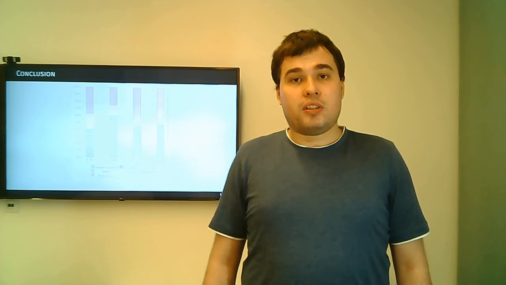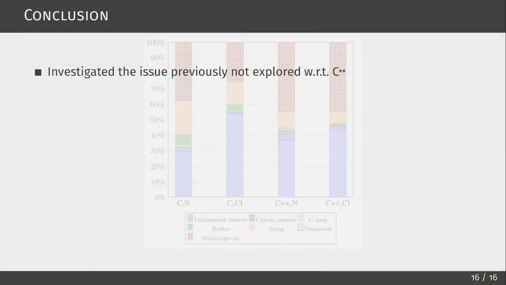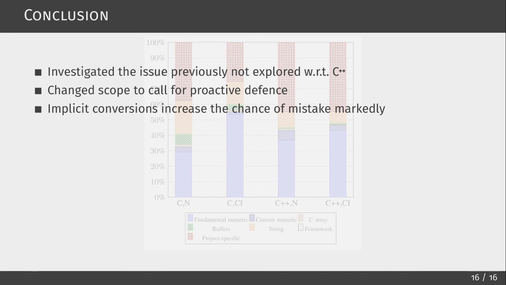Let's recap our contributions. We have investigated the issue of function parameters not strongly typed enough, which was previously unexplored for C++. We argued that perhaps a proactive defensive design, admittedly first for new projects, is beneficial. The data indicated that implicit conversions increase the chance of mistake, as the possibilities are extended. The effect of implicit conversions was also not discussed before, and thus a novel finding.